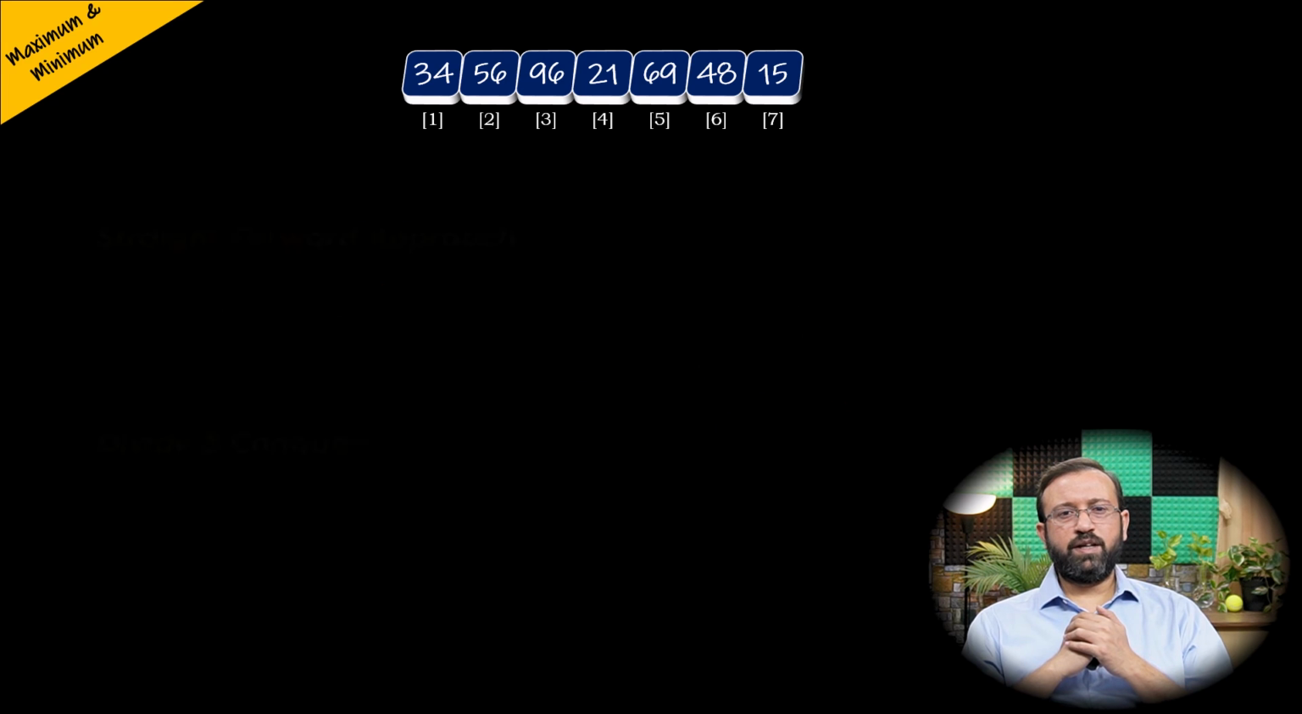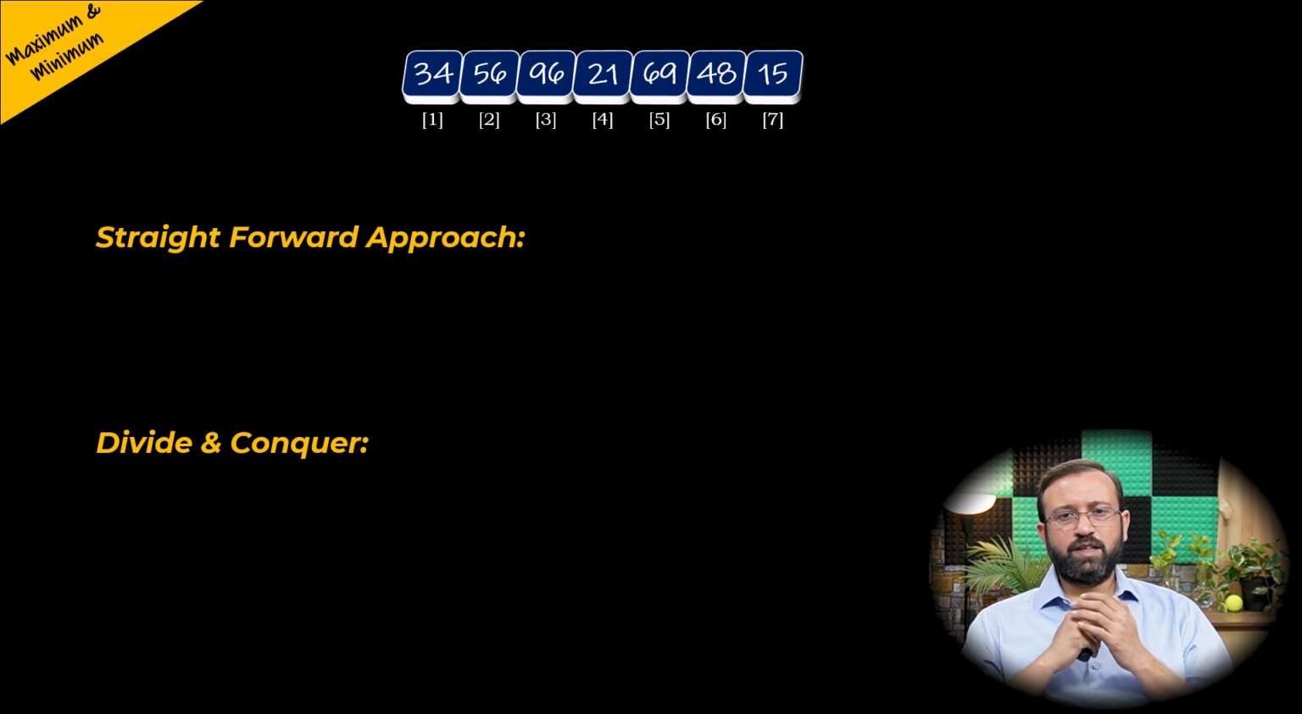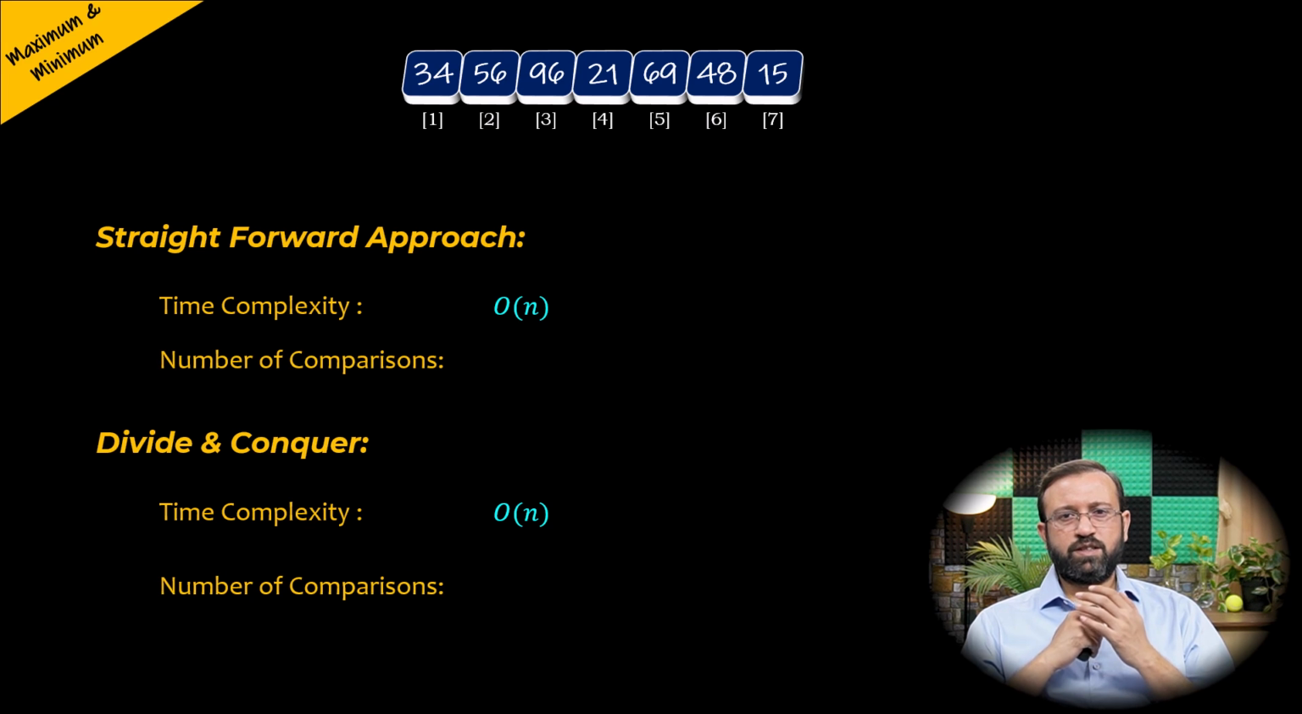Therefore, when we compare the straight MaxMin algorithm with the MaxMin algorithm using the divide and conquer approach, the time complexity of both algorithms is the same. That is, both algorithms take O of n as the time complexity. But when compared on the number of comparisons, the straight MaxMin algorithm takes 2n minus 1 comparisons, and the MaxMin algorithm using the divide and conquer approach takes 3n by 2 minus 2 comparisons. Therefore, better performance can be achieved by applying the divide and conquer strategy using the MaxMin algorithm to find the maximum element and the minimum element.